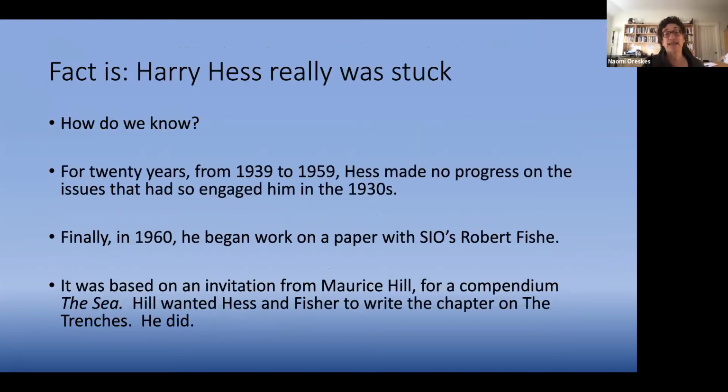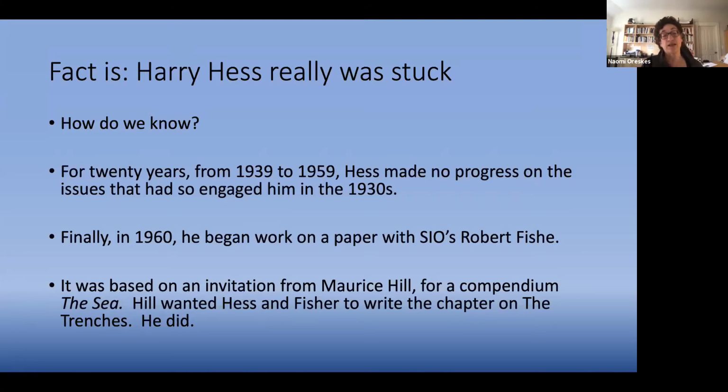So the fact is that Harry Hess was stuck. And how do we know that? How can I say that? Because for 20 years, from 1939 to 1959, he made no progress in the issues that had engaged him so well in the 1930s. The issue that he thought he was on the verge of a major breakthrough, he now does nothing with. And it's not until 1960 that he begins to work on the issue again.